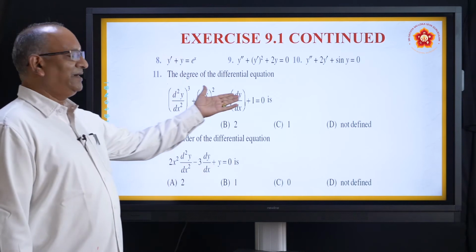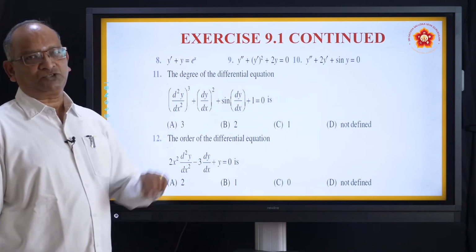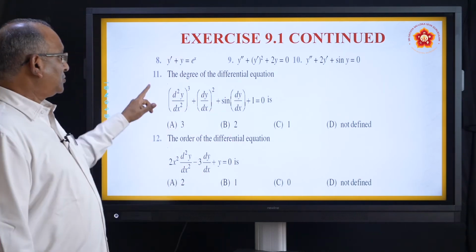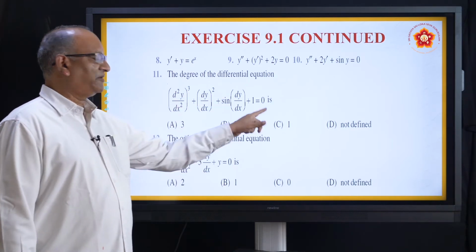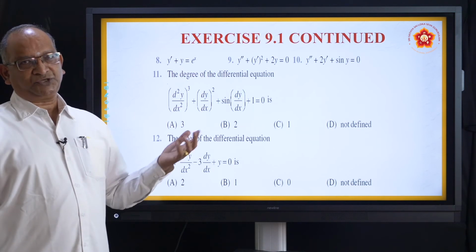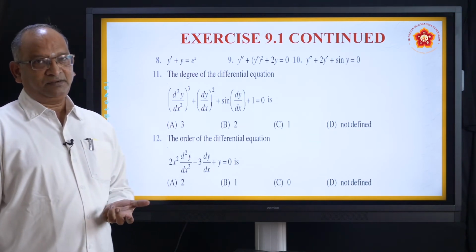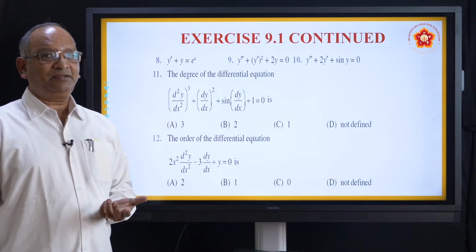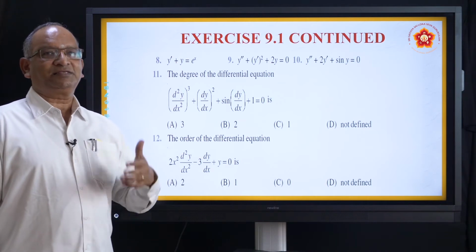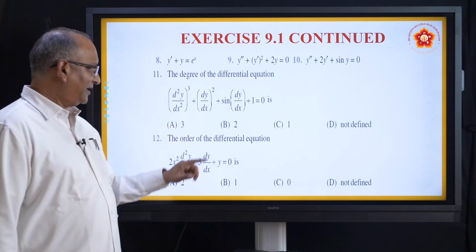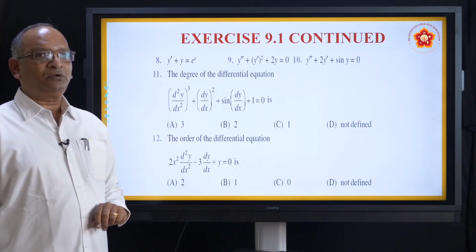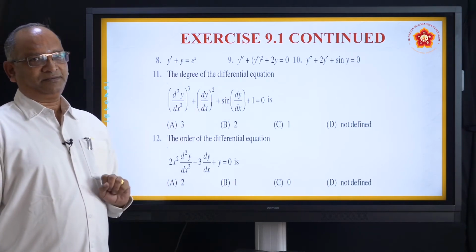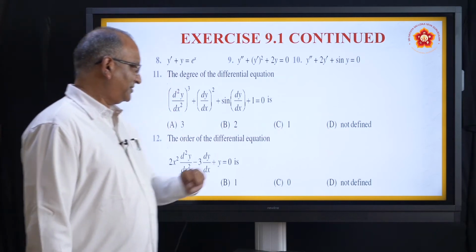The same kind of problem has been given as a multiple choice question. What is the degree of this differential equation? By now I am sure you have got it. How do we decide the degree? Please ensure that there is no sin of a derivative. Whereas here you can see sin of dy by dx. So what do we conclude? Not defined. This is the correct answer.